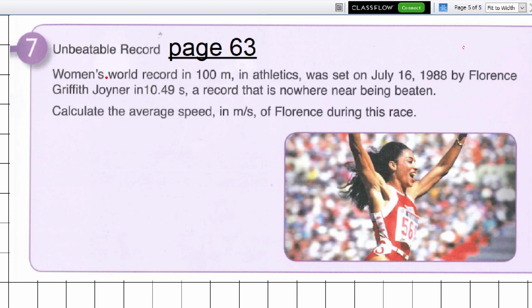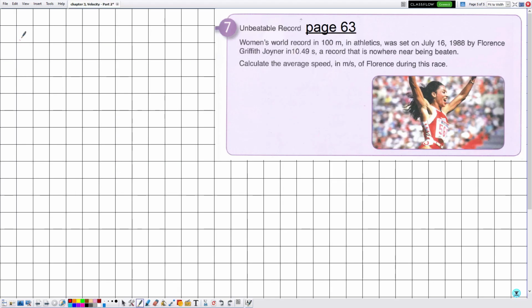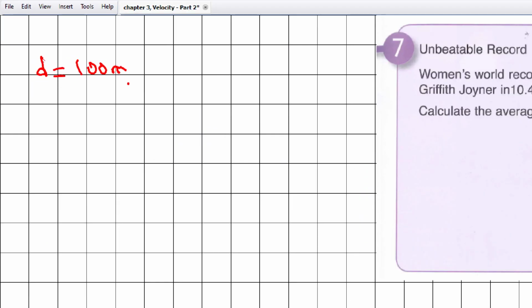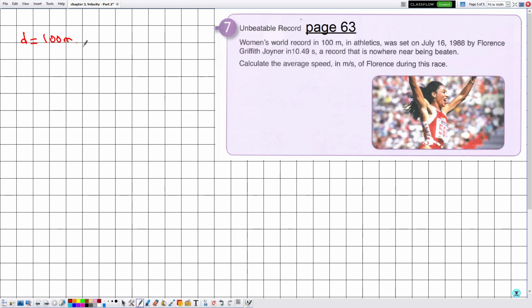So they are telling us that the women's world record in 100 meters. So what does this quantity represent? Always reading quantities can be done by referring to the unit. So notice that this quantity has the unit of meter, and we know that the physical quantity having the unit of meter is the distance. So the total distance d is equal to 100 meters. So no need to convert this to the SI because it's already in the SI.